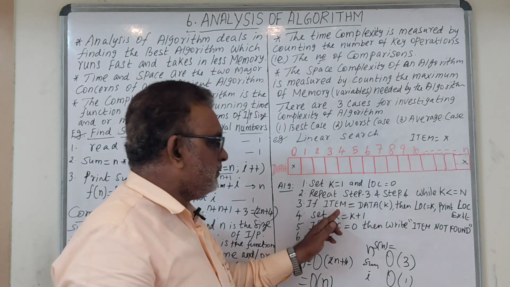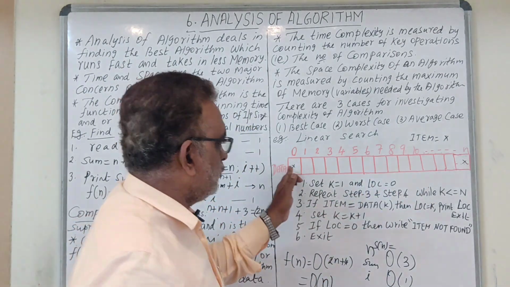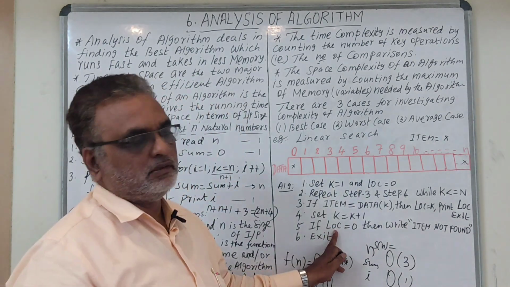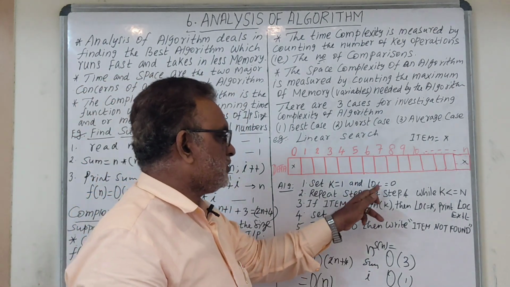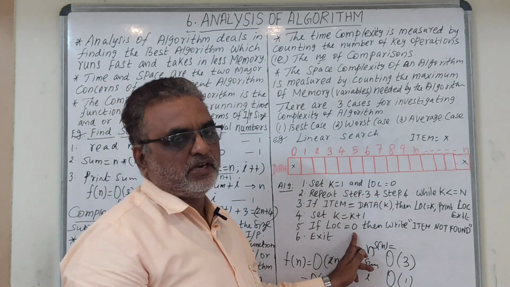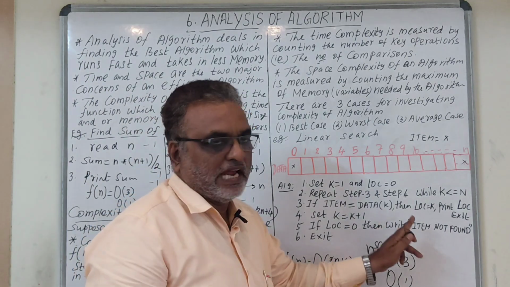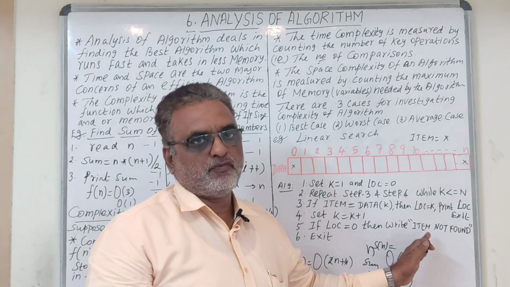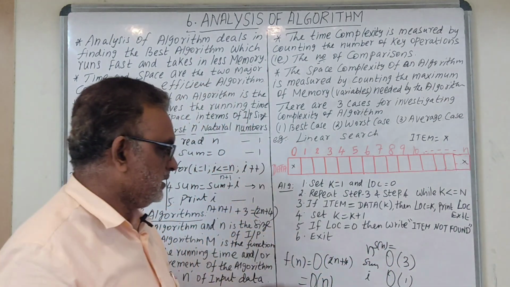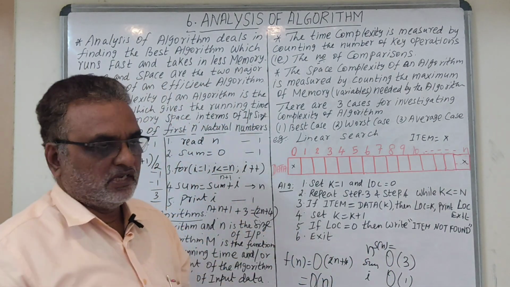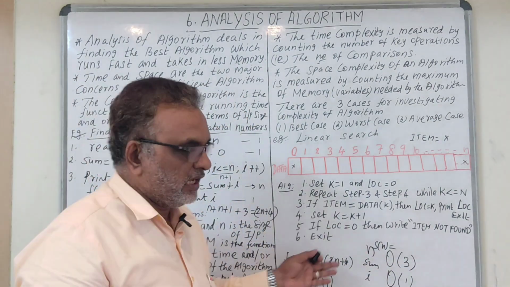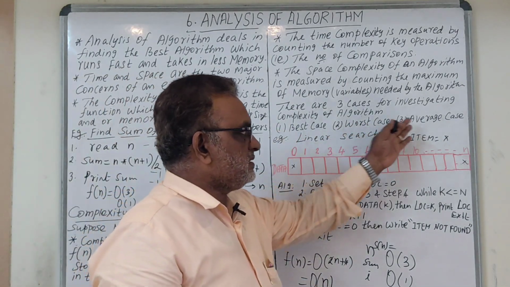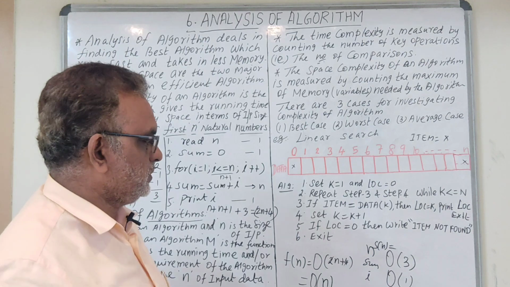But if the data is not available anywhere, what will happen? The value of location, which we initialized as 0, will remain 0 only. So in that case, we print the message that the item is not found in the list, and exit. So this is an example of linear search. With the help of linear search, I explained the best case, worst case and average case scenarios.